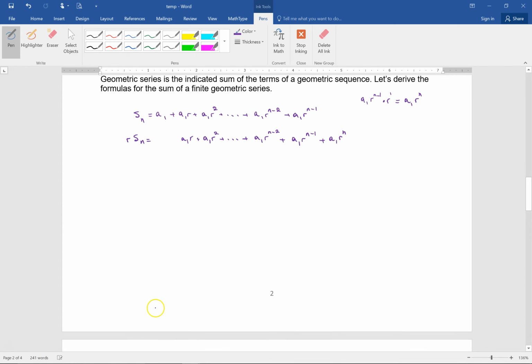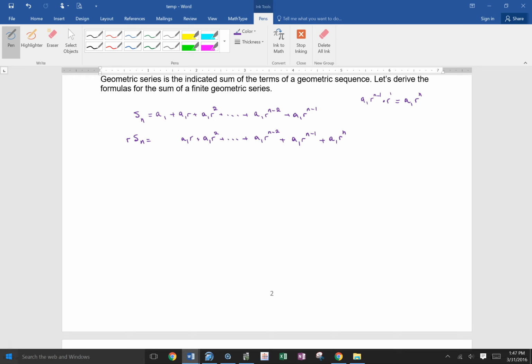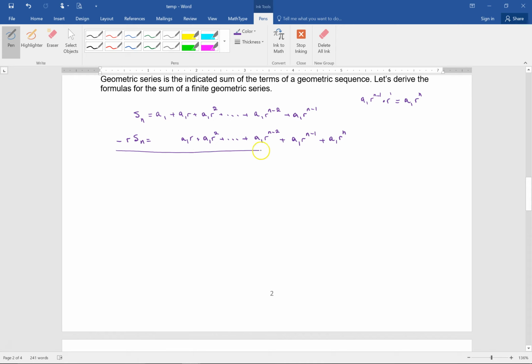And then, what are we going to do now? Let's subtract them. We'll add them next time. Let's subtract them this time. All right, when you subtract these, you get Sn minus R Sn is equal to A1, right? Plus, what's A1R minus A1R? Nothing. This minus that is nothing, nothing, nothing. Here, I get a 0 minus this, so minus A1 R to the n. Do you see that? Because these all dropped out. All of those dropped out.